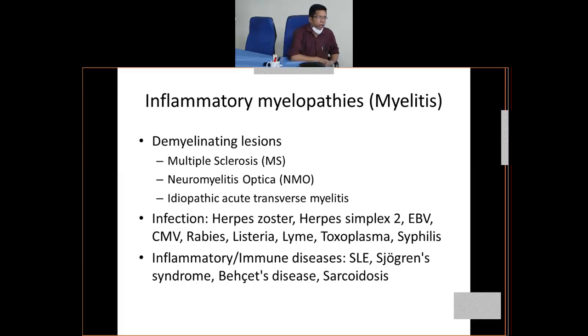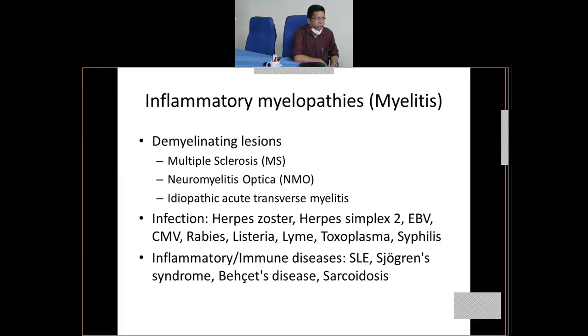Now the important causes of inflammatory myelopathy are called non-compressive myelopathy. Whatever we have discussed so far are all causes of compressive myelopathy. Now we'll come to the non-compressive myelopathy. The most common cause of non-compressive myelopathies is demyelinating lesions. Amongst the demyelinating lesions, there are three important causes: one is multiple sclerosis, second is neuromyelitis optica, and third is idiopathic acute transverse myelitis.